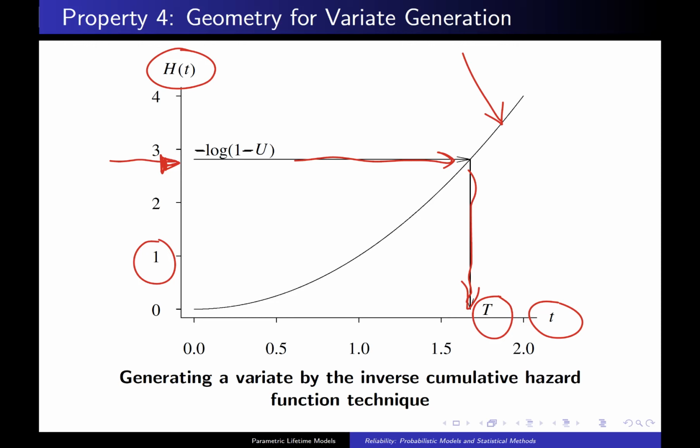Now keep in mind that there's a difference between a random variable and a random variate. A random variable might be exponential, Weibull, log logistic, etc. A random variate is a realization or an instantiation of that particular distribution. And in this case, we get a single value T, which is a Weibull random variate.